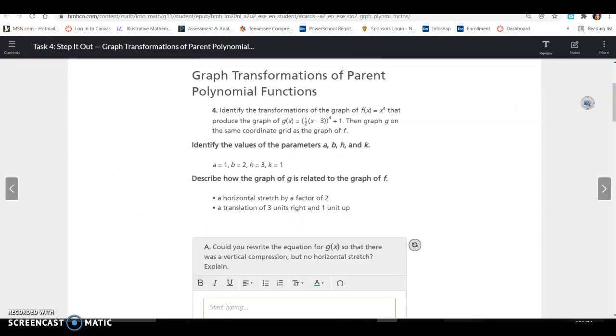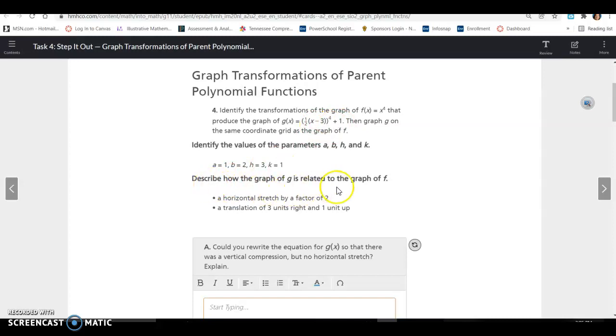Lesson 3.1, task 4. Graph transformations of parent polynomial functions. Identify the transformations of the graph of f of x equals x to the 4th that produce the graph of g of x. Then graph g on the same coordinate grid as the graph of f. Identify the values of the parameters a, b, h, and k. So if you look up here, a is 1, b is 1 over b, so b is 2, h is 3, and k is 1.